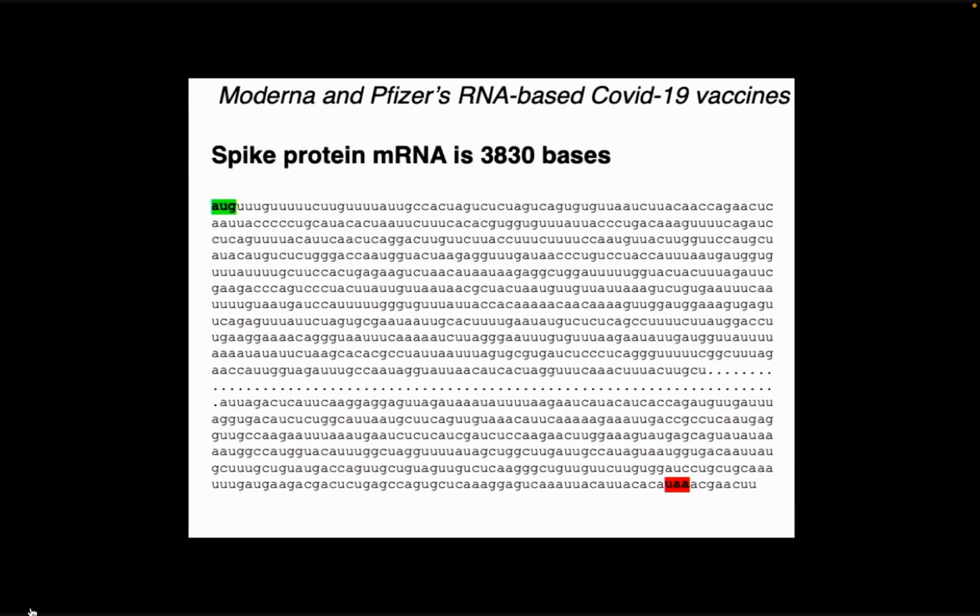So here's the RNA sequence. Notice it's got U's. The dotted line in the center is just kind of leaving out some bases. 3,830 bases in total. Here's the start codon, AUG, and here's the stop codon down here.